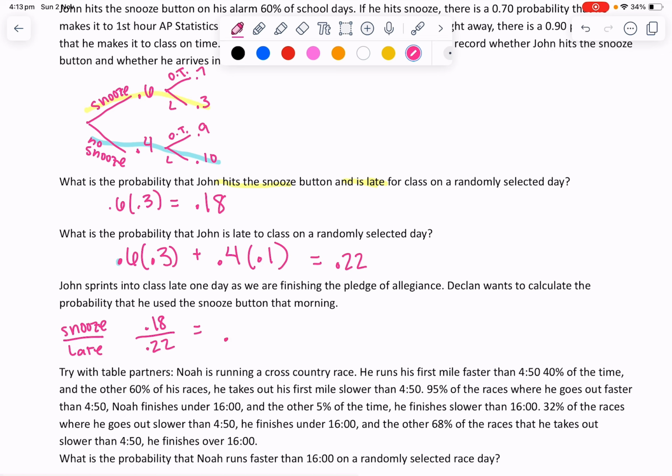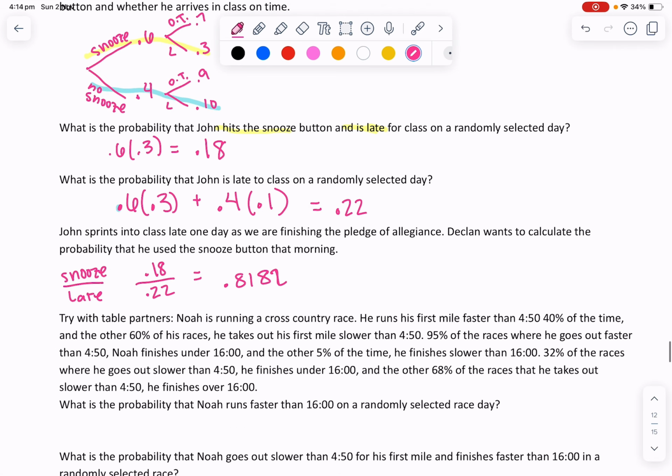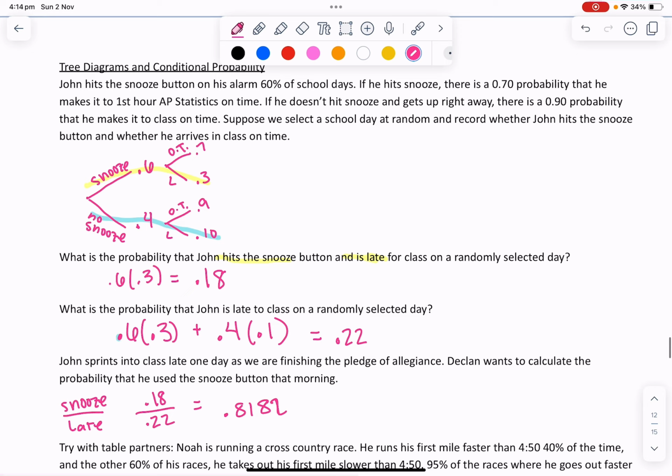And we get 0.8181, or 2. So if you know that he is late, it's pretty likely he pressed snooze. Not 100%, but it's pretty likely. So we know it's a tree diagram because we had that first choice, whether or not he pressed snooze, but then from each of those choices, it branched off again to on time or late.